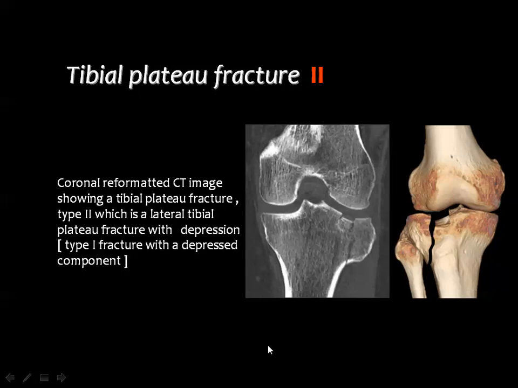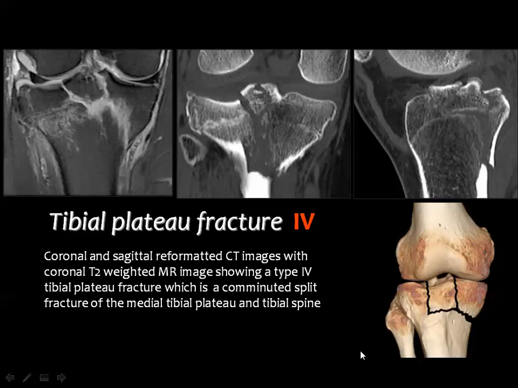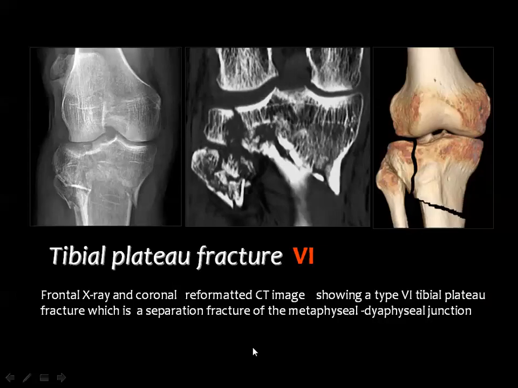This is also an example of type 2 tibial plateau fracture with depression of the articular surface together with the fracture of the lateral aspect of the tibia. And this is type 4, and you may be able to appreciate the configuration of the Y-shaped fracture involving the region of the tibial spines and extending into the metaphysis of the tibia.